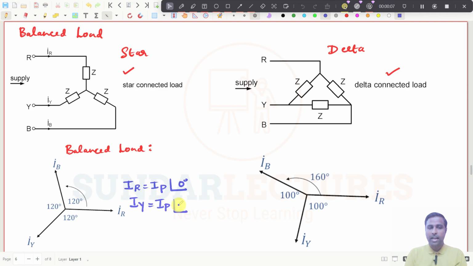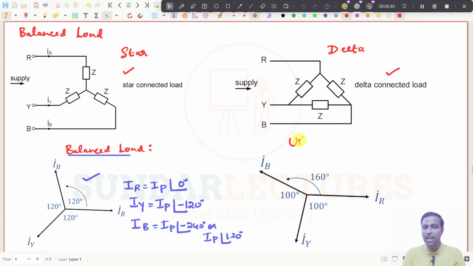I phase at an angle of minus 120 degrees, because if you take the magnitude as the same, then if you write IB, IB can be written as I phase R at an angle of minus 240 degrees, or you can write it as IP phase magnitude of the value plus 120 degrees. If it is so, with 0, minus 120, minus 240, then this load can be considered as balanced load. And you see, this is nothing but unbalanced load. That is why I want to differentiate both balanced load and unbalanced load.